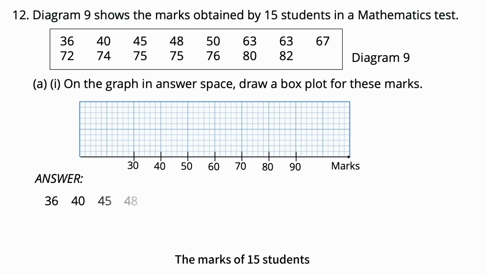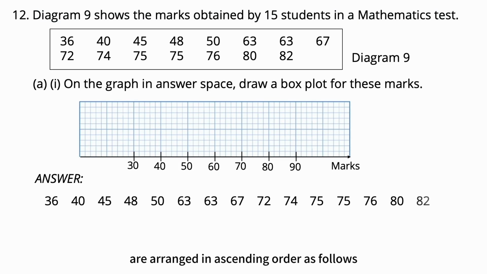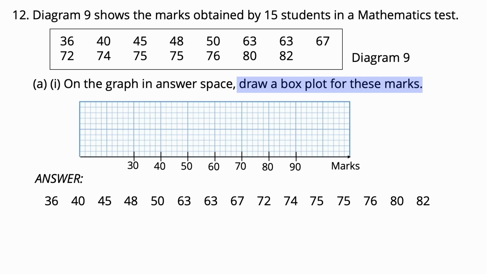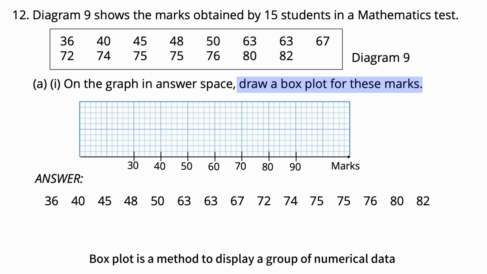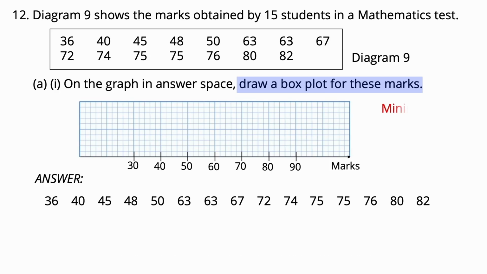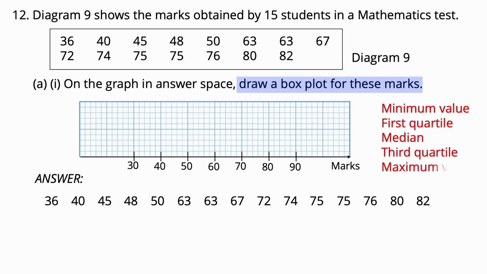The marks of 15 students are arranged in ascending order as follows. Draw a box plot for these marks. A box plot is a method to display a group of numerical data graphically based on the 5-number summary of data. They are minimum value, first quartile, median, third quartile, and maximum value.